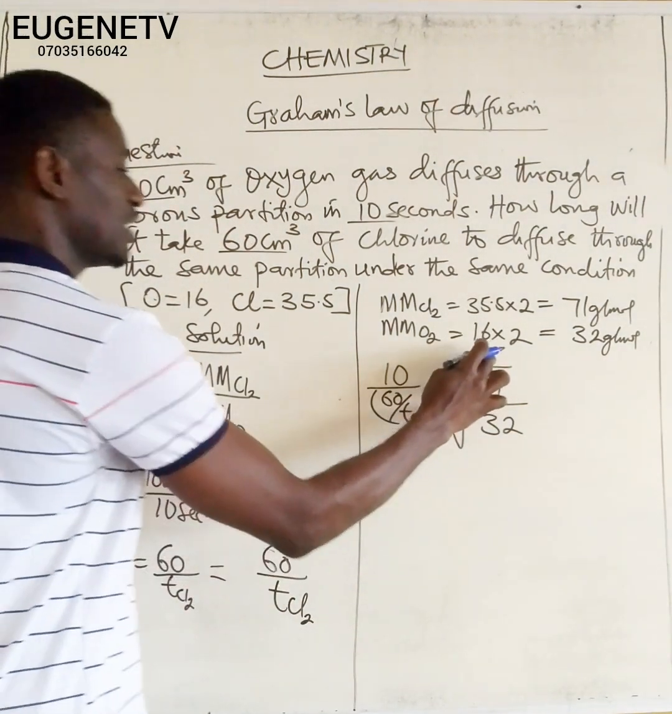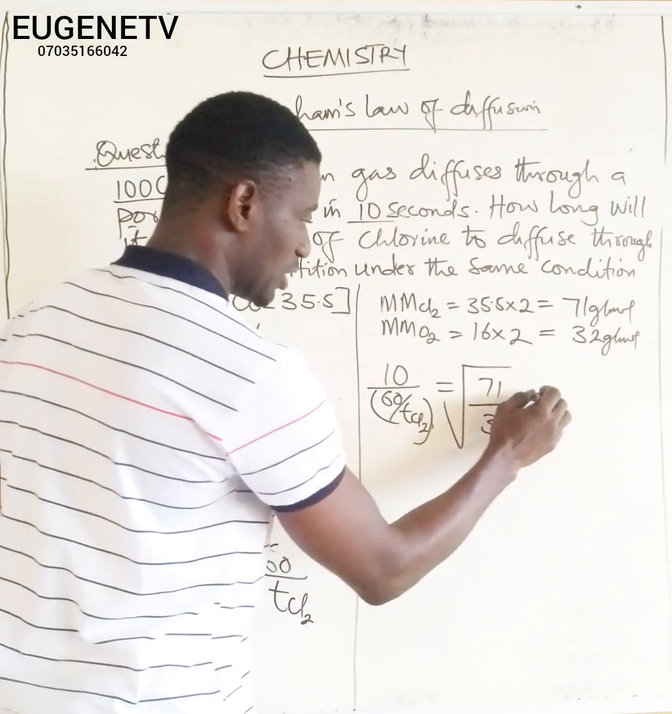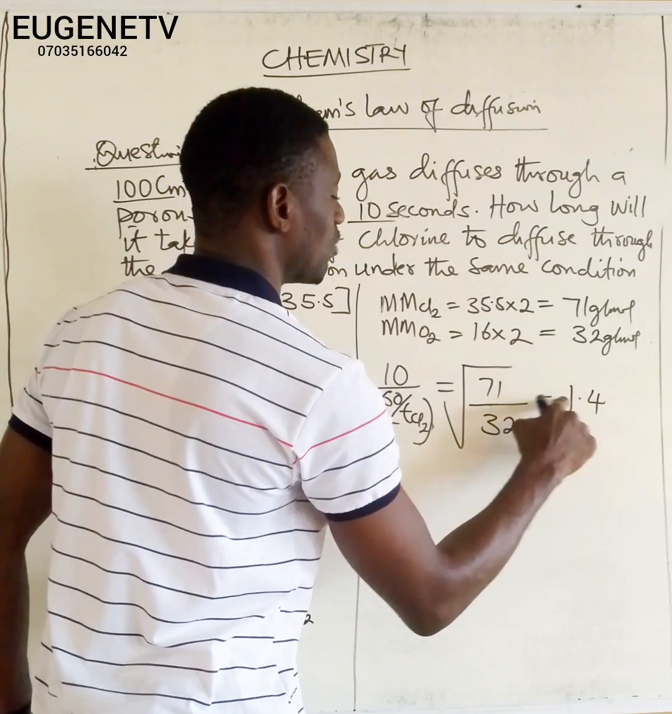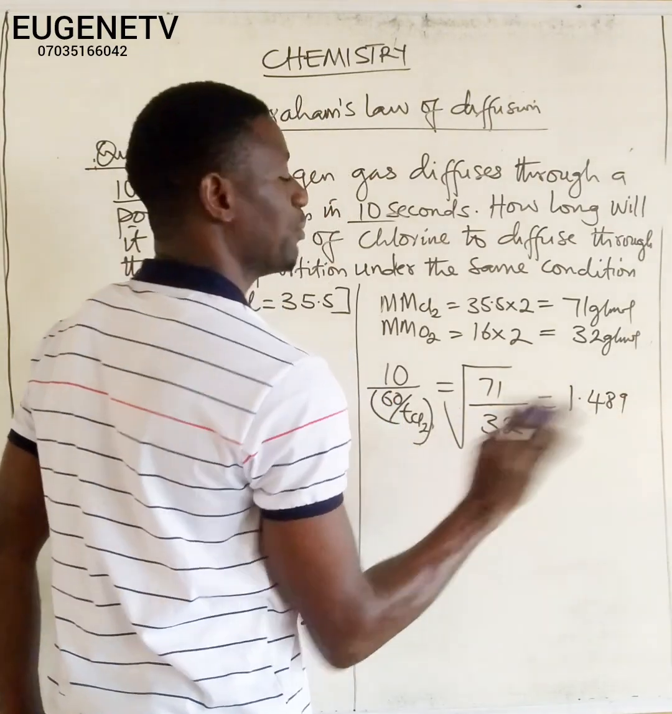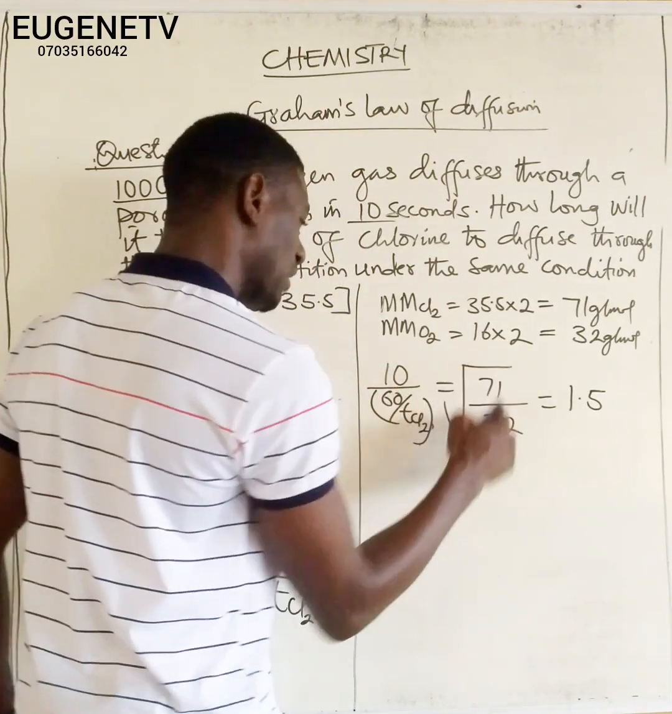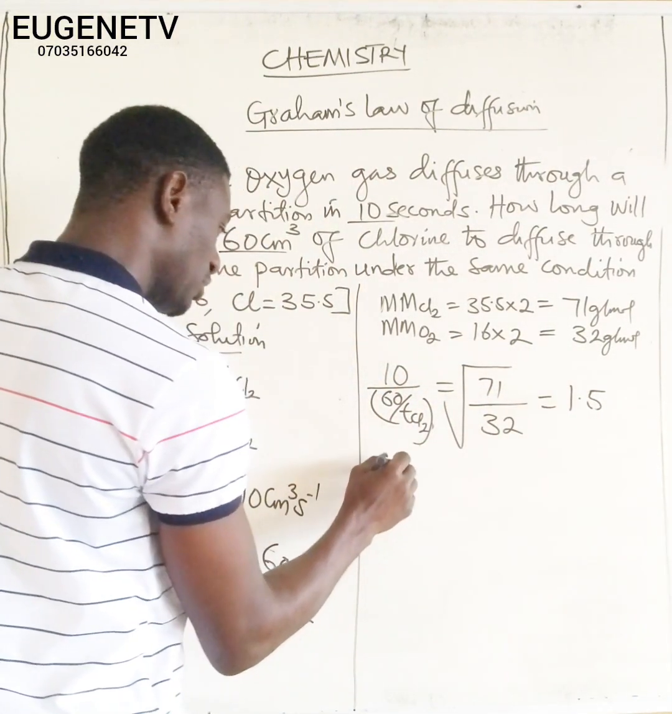Now, if we take the square root of 71 and divide by the square root of 32, we are going to obtain approximately 1.5. We are going to have something like 1.489, but approximately it should be 1.5. So whatever we have inside this square root here is going to be 1.5. Let me repeat everything here.